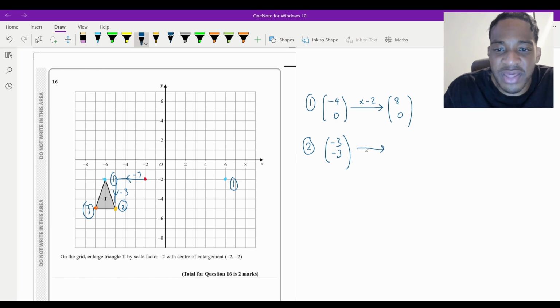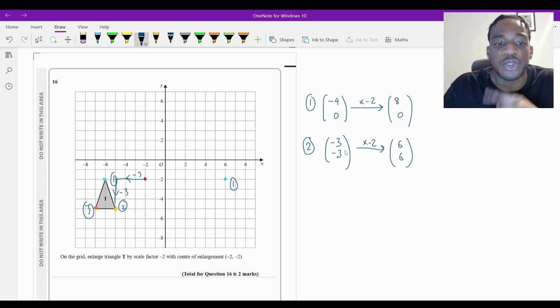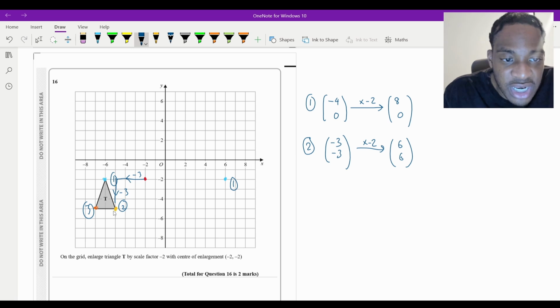But remember, we're going to multiply by that scale factor, which is minus 2. And that's going to be minus 3 times minus 2 is a positive 6. So this must be positive 6 as well. So that tells us we need to go 6 units to the right and then 6 units up to get to this point in yellow.